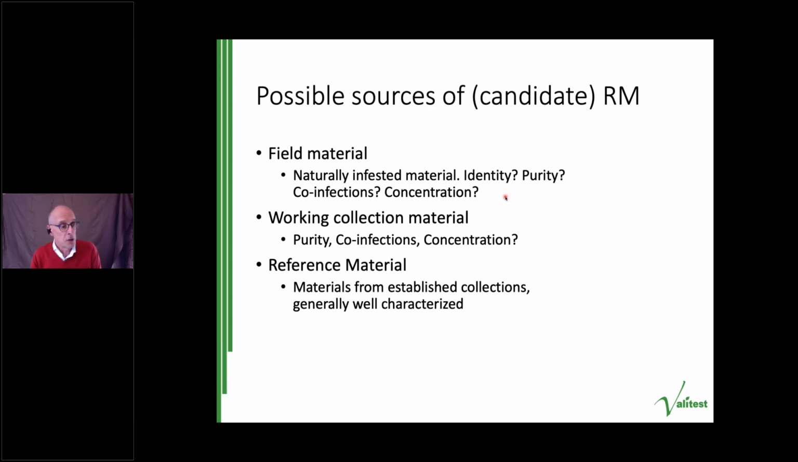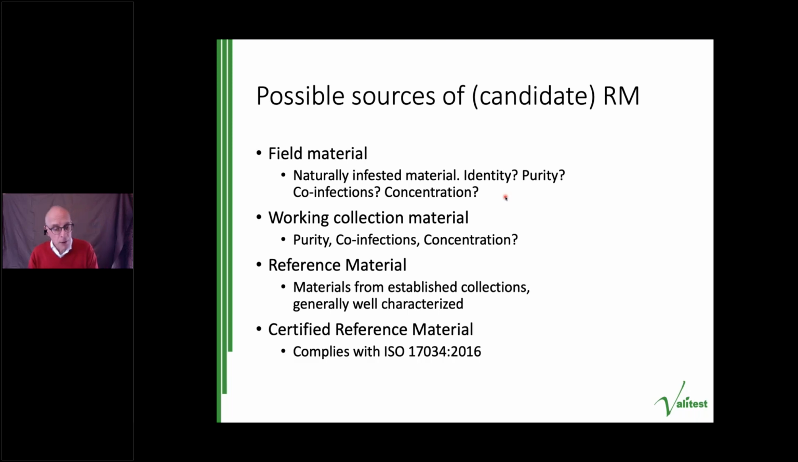We also distinguish reference material. That is material which comes from more well-established collections with certain levels of quality control and so on. That's usually quite well characterized. And we defined also a fourth category, and that is certified reference material. Certified reference material, according to its definition, is material coming from a collection which complies with the ISO 17034 norm. And that is a norm on culture collections.